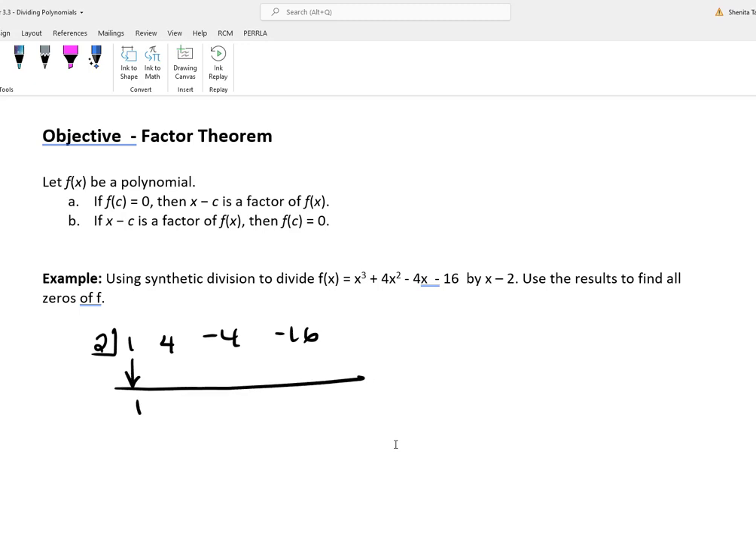Let's go ahead and bring down the 1. 2 times 1 is 2. Added with the 4, you get 6. 2 times 6 is 12. Added with the negative 4, you get 8. 2 times 8 is 16. Added with negative 16, you get a 0.